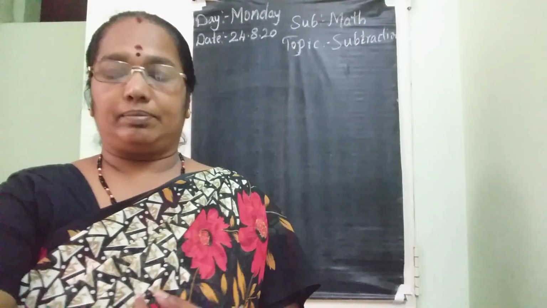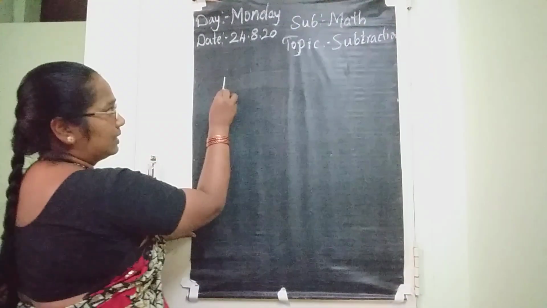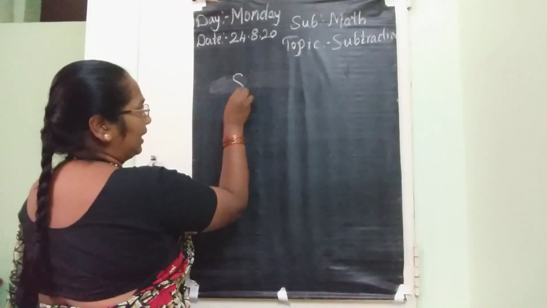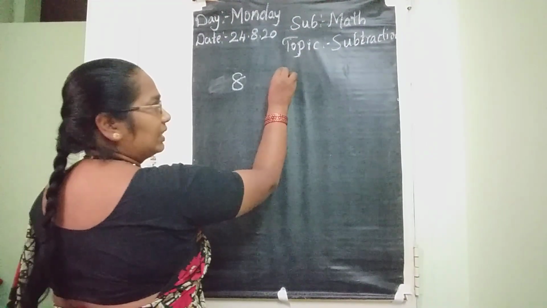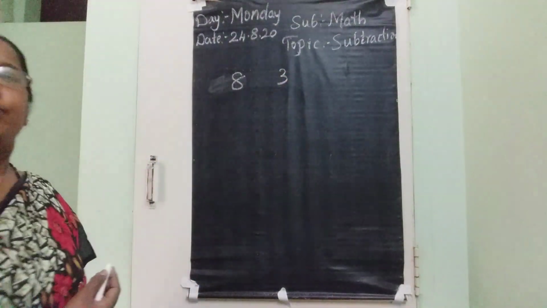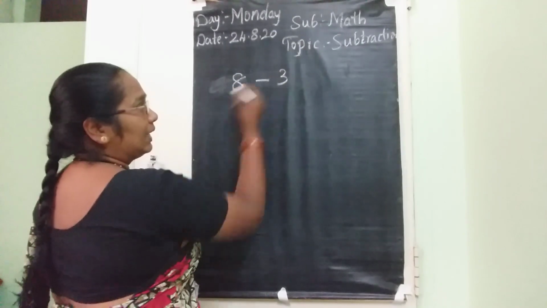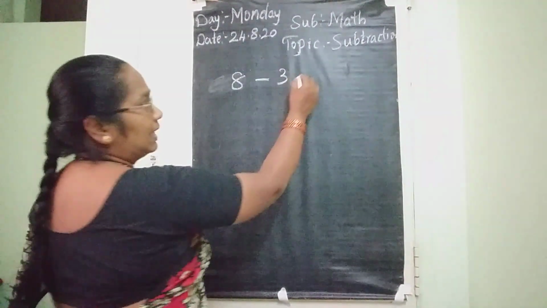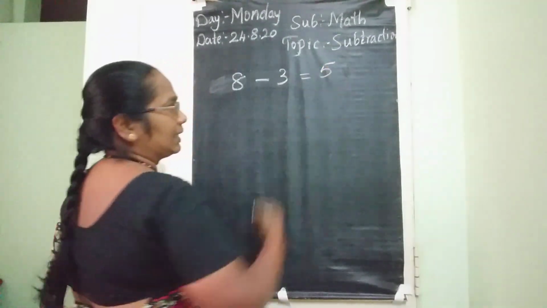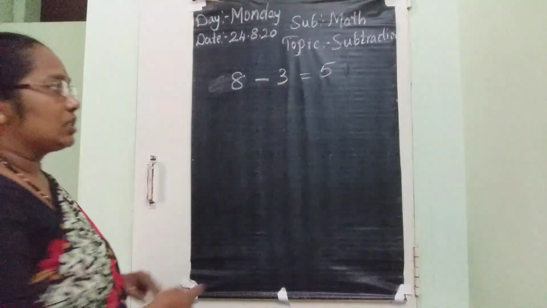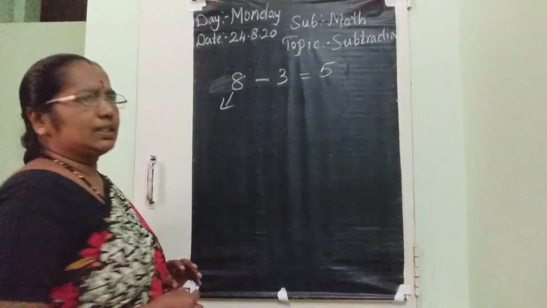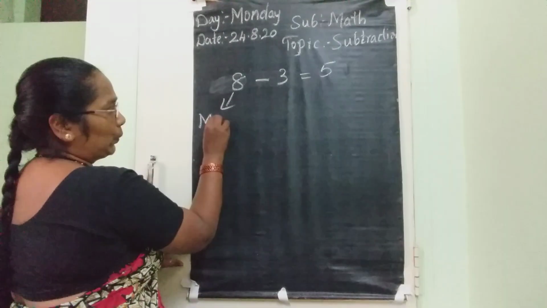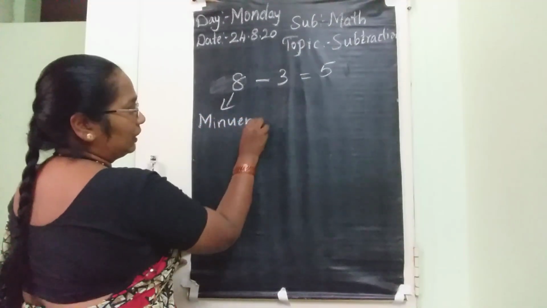Out of how many pens did I have? I had 8 pens with me, and I gave 3 pens to my friend. So what did I do? I have done subtraction. And how much did I have left? I was left with 5 pens. Now what is this 8 called? The 8 is called minuend.